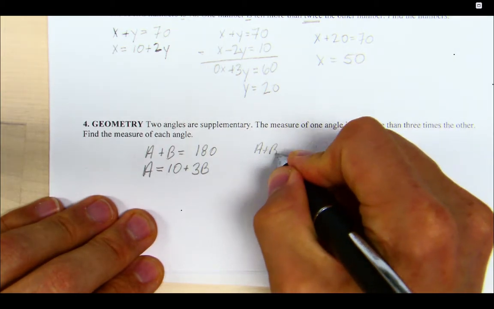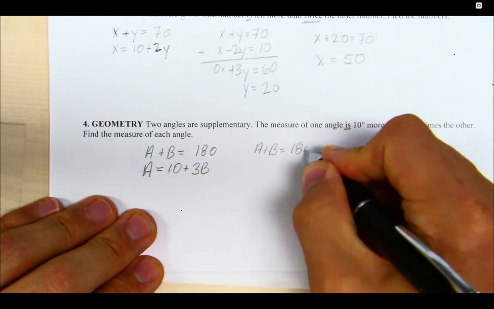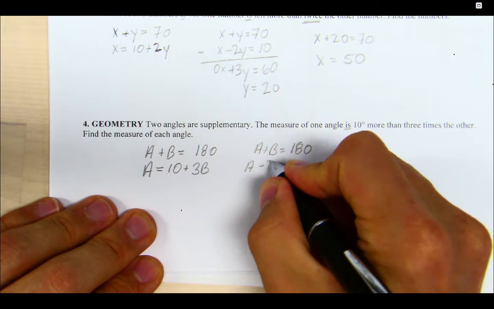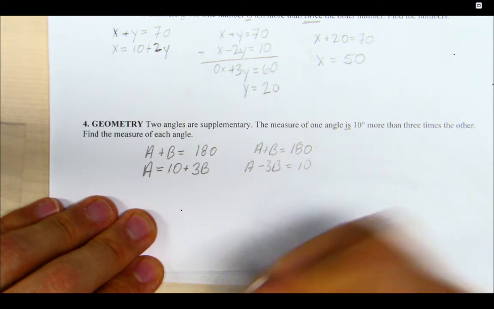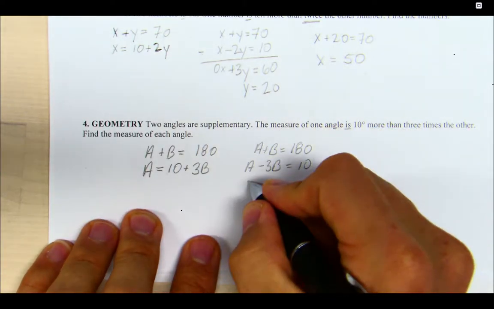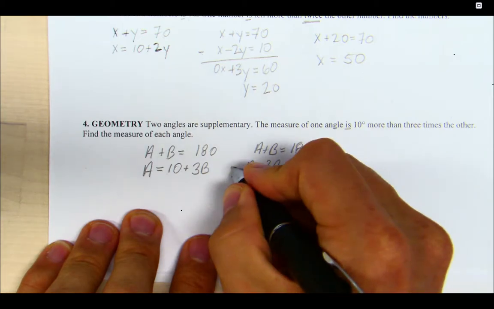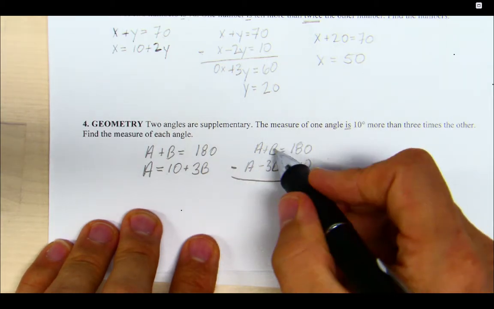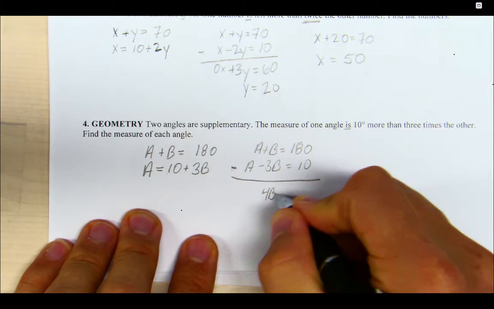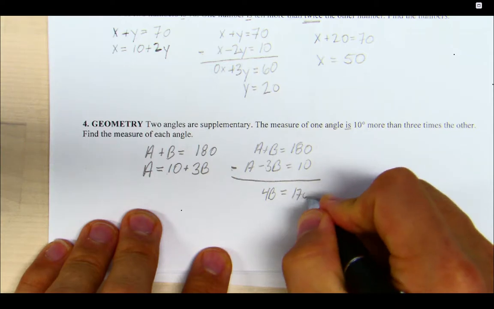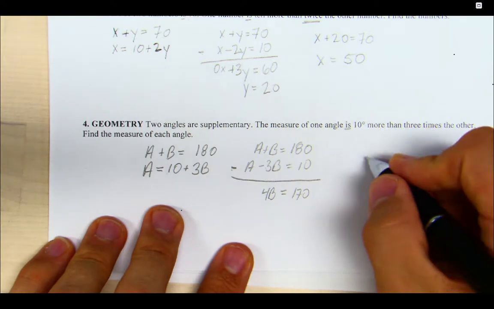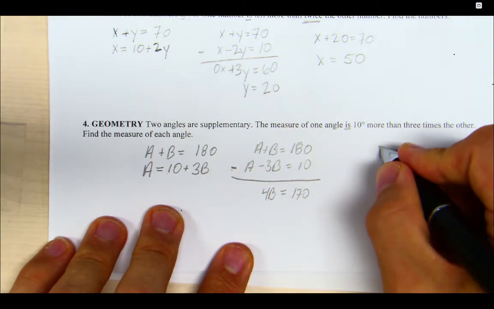A plus b is equal to 180. I'm going to subtract 3b from both sides. It's equal to 10, right? And so I'm going to subtract the top and the bottom so I can get rid of my a's. And b minus 3b is going to give me 4b is equal to 170. And holy smokes, this doesn't really divide that great. So let's do a little division over on the side here.